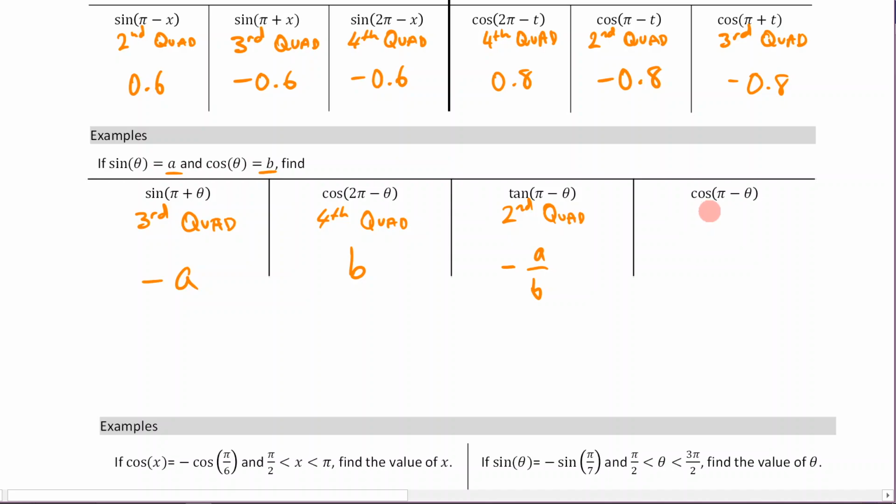And then the last one here, this is going to be my second quadrant again, because I've got pi minus theta. That's my second quad. And I know that cos is negative in there. So it's going to be negative B. So that means my answers are negative A, B, negative A, B, negative B.